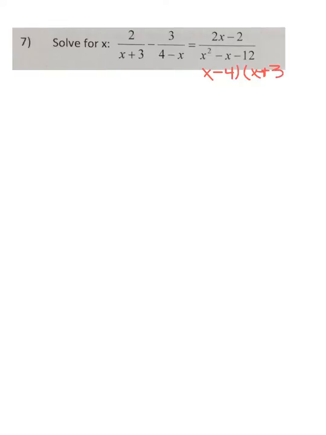Make that look like a plus. Okay. So if you look at what we have now, we can see that I have a factor of x plus 3 here, and I also have a factor of x plus 3 here. So that's going to be part of our common denominator.